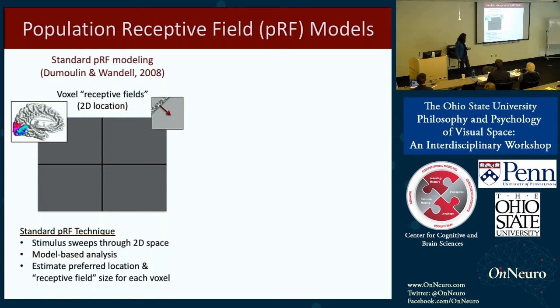And then you do a model-based analysis, which allows you to estimate for every voxel its preferred location and also its receptive field size. So what part of the visual field is it most sensitive to? For example, let's say you had one voxel in this area. It might have a receptive field that looks something like this. If this is the screen center, this particular voxel might be sensitive to something in the upper right visual field with roughly that extent. Another voxel might be sensitive to something in the lower right with a larger extent, and maybe another voxel is more foveal and smaller, and so forth. And so we can measure this for every voxel in the brain.